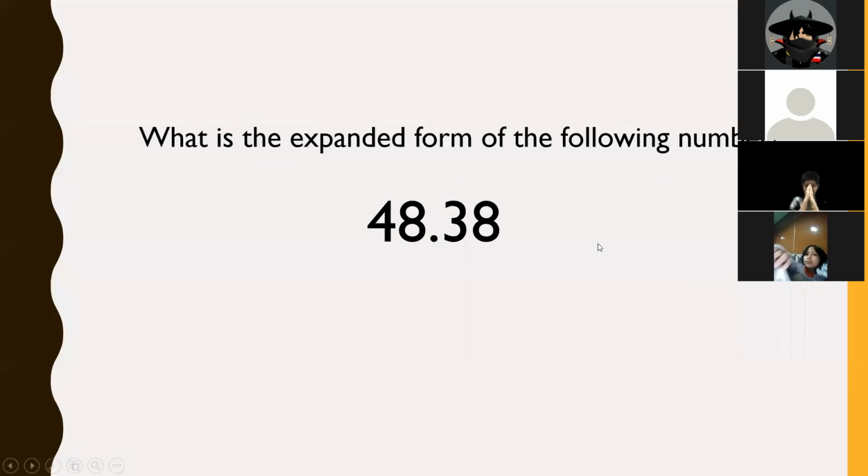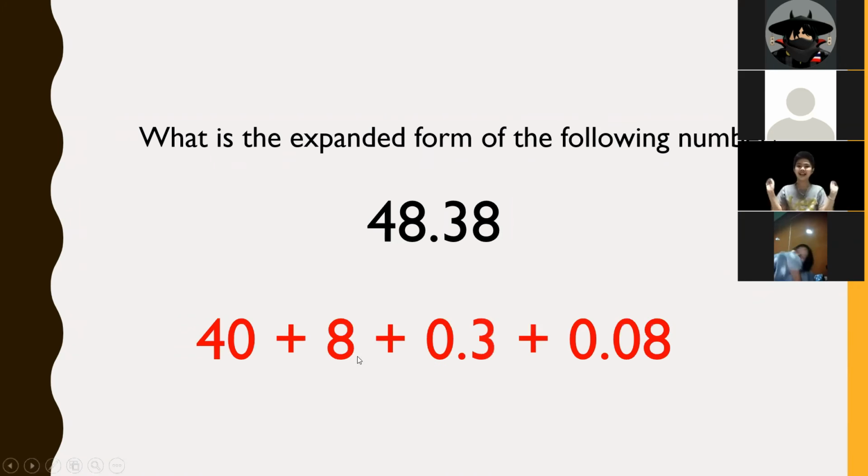Okay, figure. How do we write the expanded form? 40 plus 8 plus 0.3 plus 0.08. Okay, very good. So 40 plus 8 plus 0.3 plus 0.08.